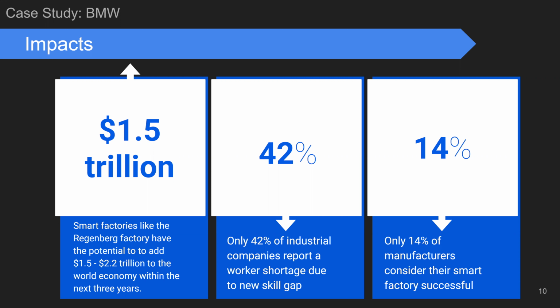However, in 2019, a private consulting company did conduct a survey of its manufacturers, and it found that only 42% of industrial companies reported a worker shortage due to the new skill gap with the incoming technology. Workers that were previously unskilled working in these factories now found themselves incapable of working and interacting with the new technology that is required to complete their jobs.